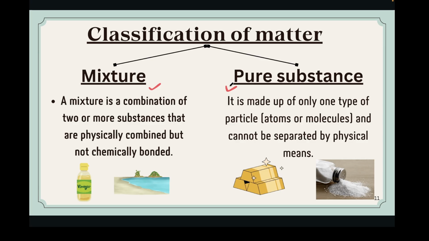That means a pure substance has a uniform and definite composition and cannot be separated by physical means, like elements and compounds. What are elements? Elements are made up of only one type of atom that cannot be broken down by chemical means, like oxygen and gold.